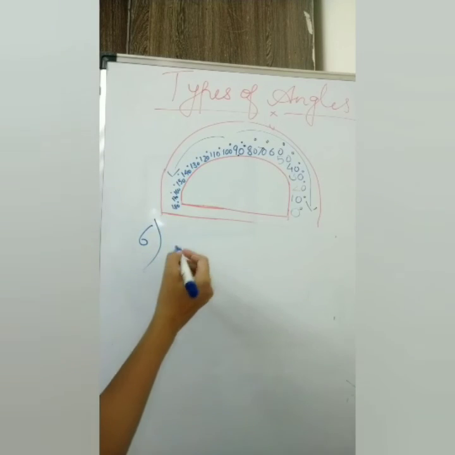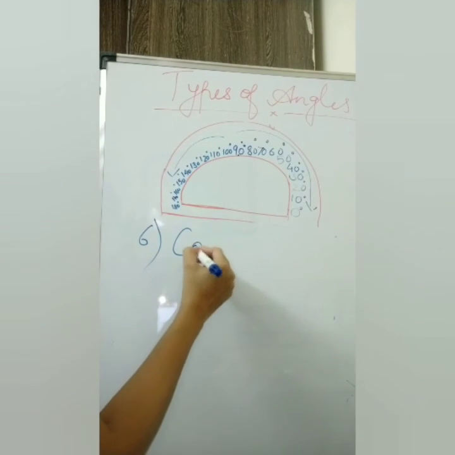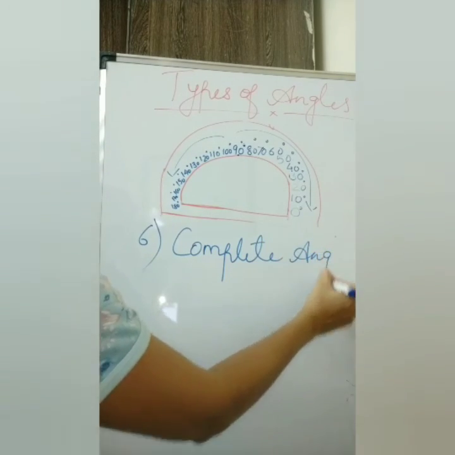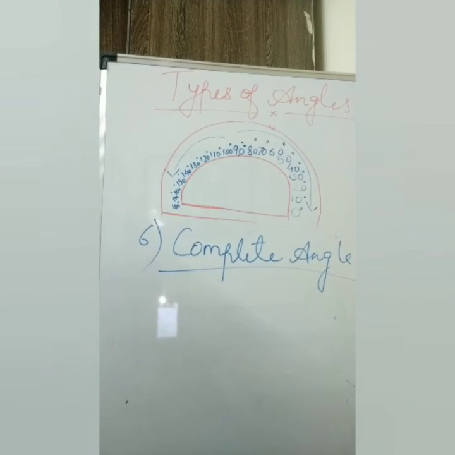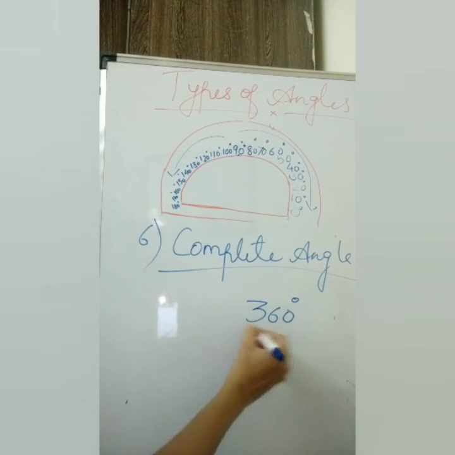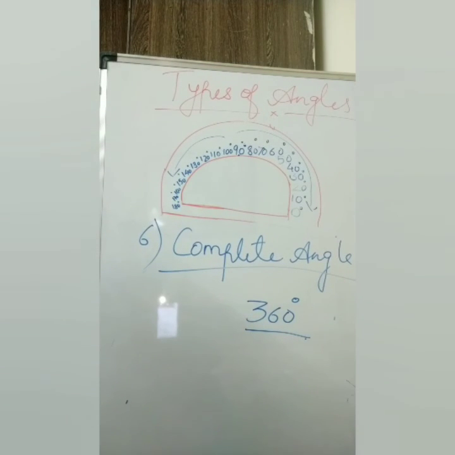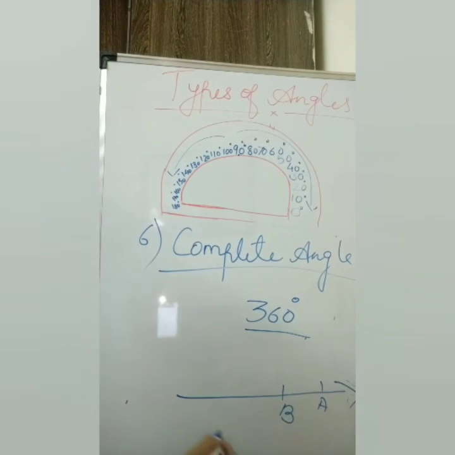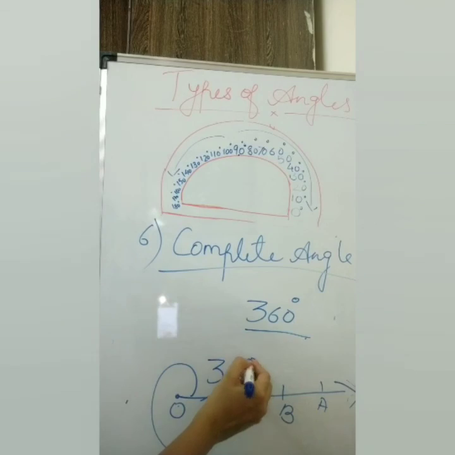Now number 6 is complete angle. What is a complete angle? An angle whose measure is 360 degrees. An angle whose measure is 360 degrees is called a complete angle.